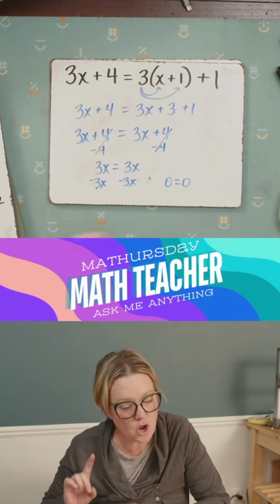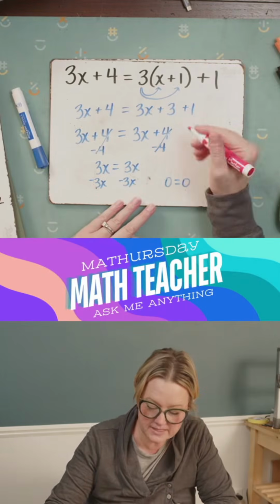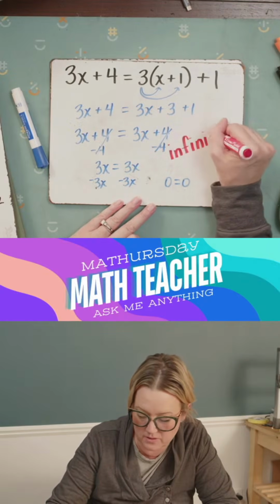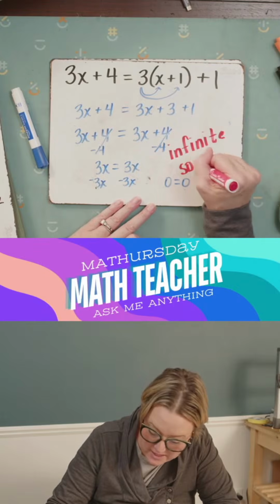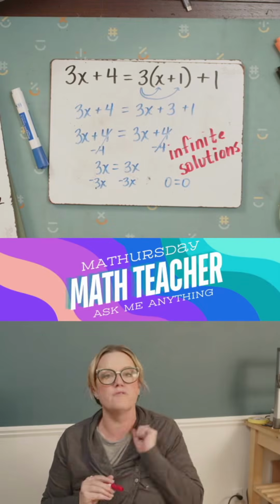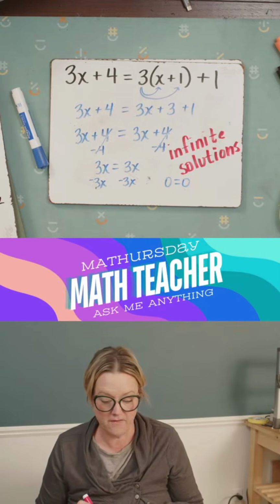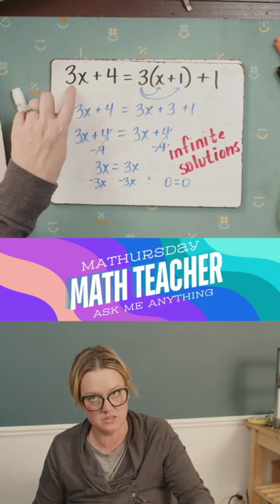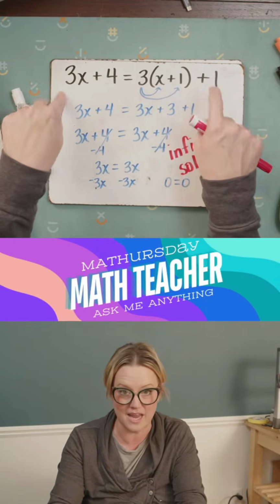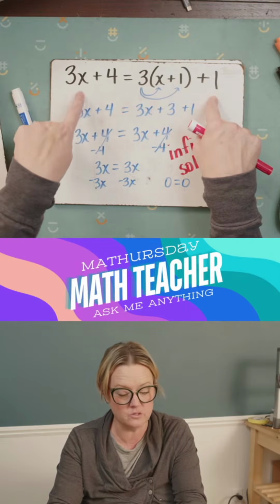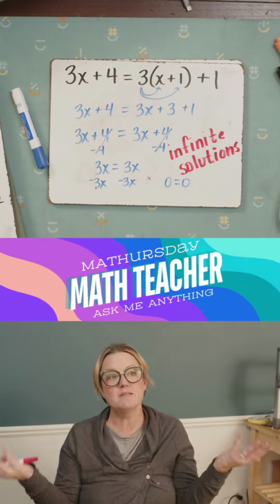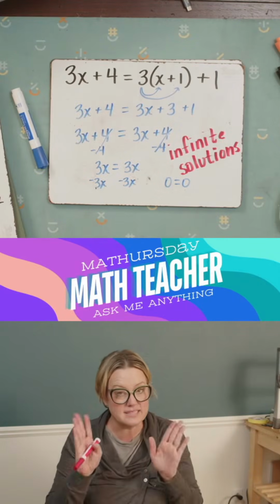So this is not no solution. This is infinite solutions, or sometimes you say all real numbers. Any value for x that I choose is going to solve this. Okay, if x equals 2, 3 times x, that's 6, plus 4, that's 10. 3 times 3 is 9, plus 1, that's 10, so 10 equals 10. If x is 1, that's 3 plus 4, which is 7. 3 times 2, which is 6, plus 1, which is 7. It doesn't matter what I choose, so that's the difference, right?